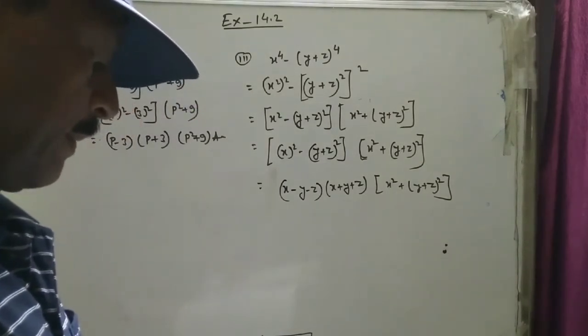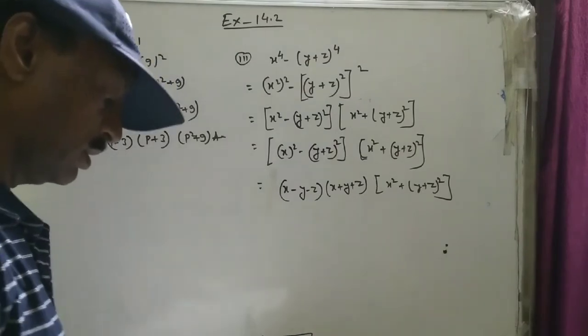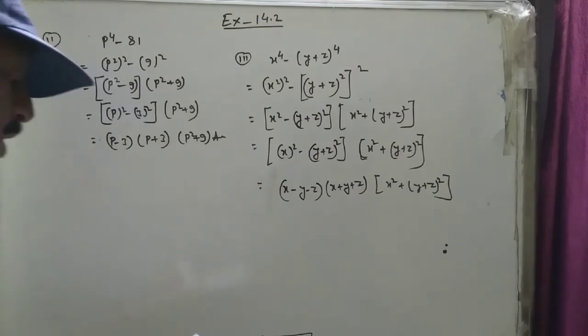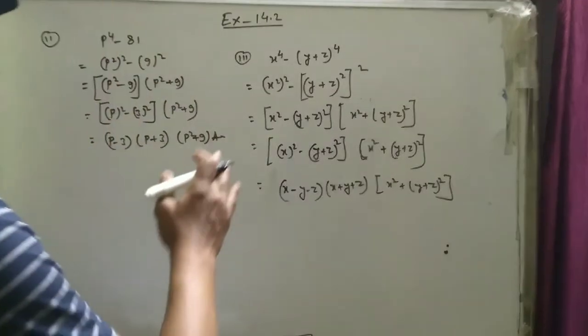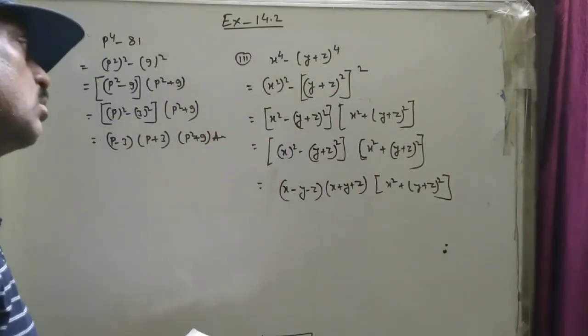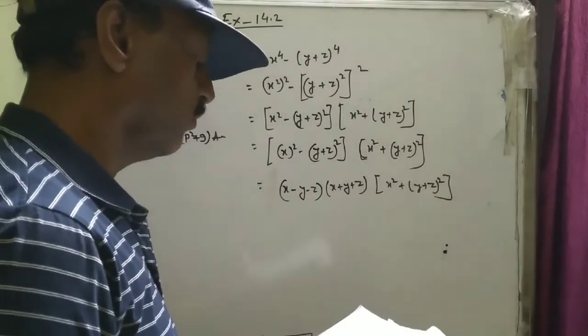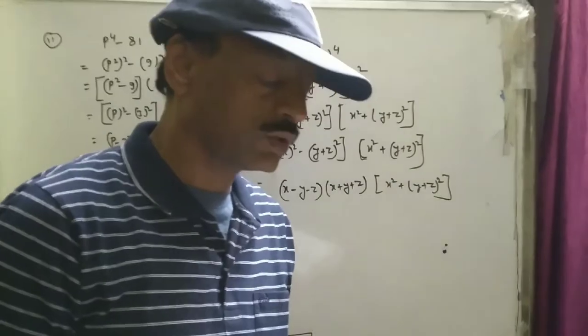Okay, so this is the solution of this question. Now we will do the next question, which is x to the power 4 minus x minus z to the power 4. This question is also of the same type, so you can use the same method to do question number 4 and question number 5 we are going to solve here.